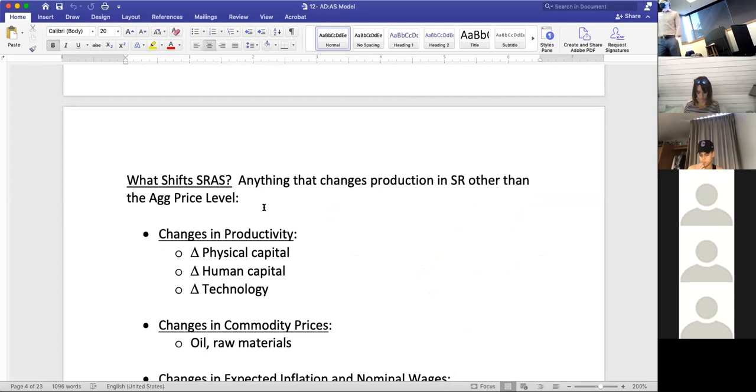Also, there could be some other things that would matter in the short run, like a change in the price of commodities, such as oil or energy or raw materials.